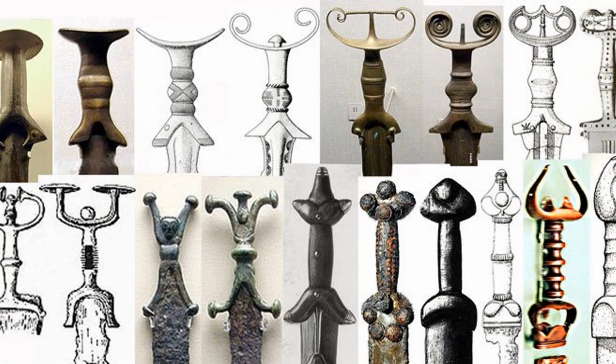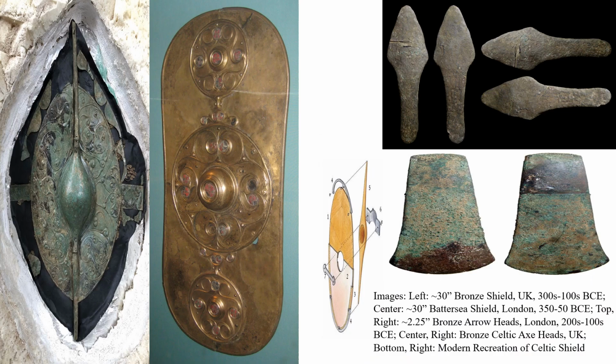Here's just some of the sword hilts we found amongst the Celts. You can see the level of sophistication in their workmanship. Just to highlight, once again, the Celts were skilled ironworkers, and they also put a lot of emphasis on a warrior culture, a military culture. Here are some other examples of Celtic military technology.